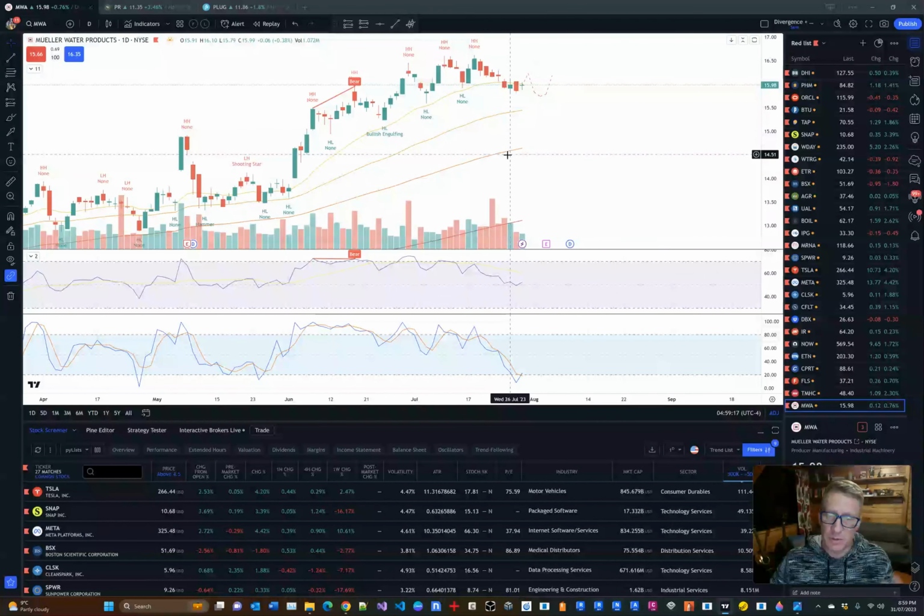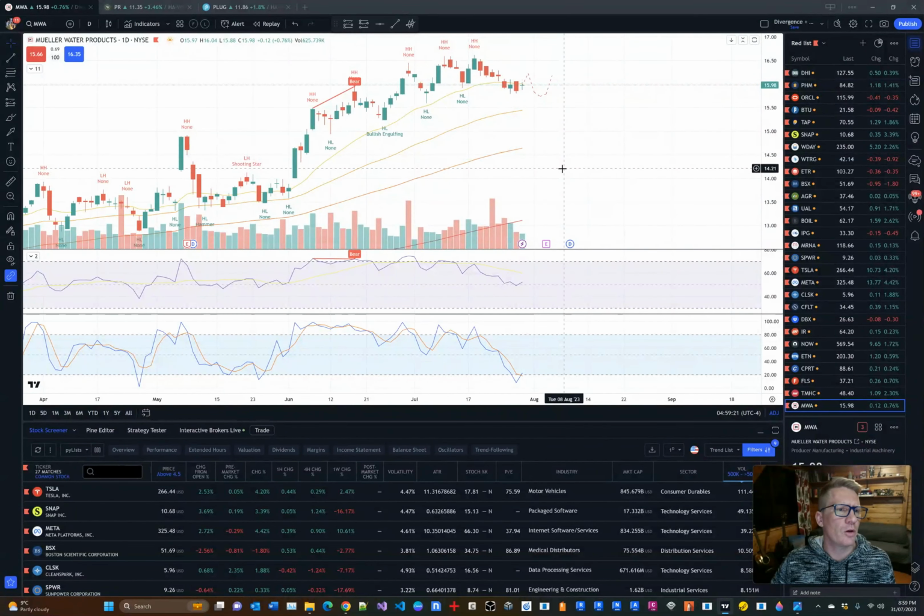So we'll start here at the bottom, and I'll start rationalizing through each of these. All right, so here we've got Muller Water Products, and we can see that it's been testing this EMA 20 here quite consistently. It's on an obvious bullish trend, higher highs, higher lows. So that is looking pretty good.